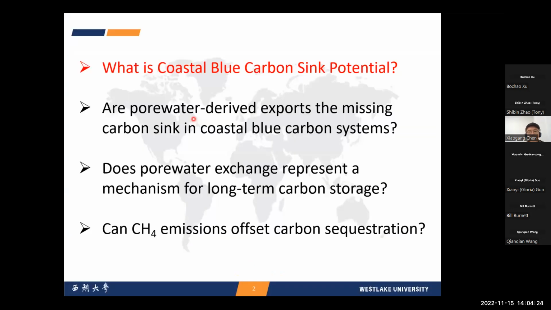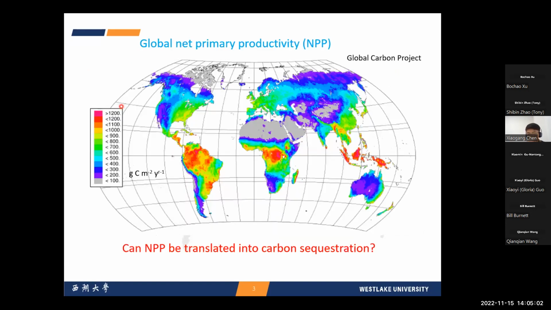For this talk, I will give an introduction from these 4 parts, 4 questions. First, what is the coastal carbon sink potential? Second, Porewater drive exports the missing carbon sink in coastal carbon systems. And the third one, that Porewater exchange represents a mechanism for long-term carbon storage. And last one, I will introduce search for emissions offset carbon sequestration in coastal wetlands. So first, I will give an introduction for the background, blue carbon sink potential.